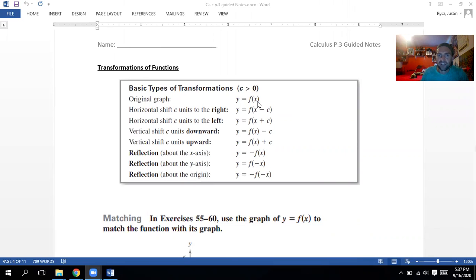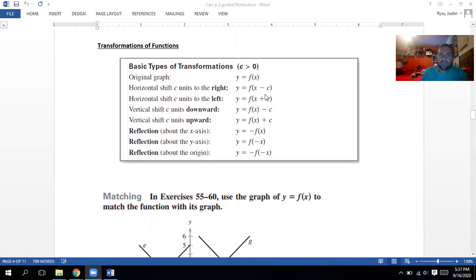So if we have the original graph, f of x, if we add or subtract a number inside, that's going to move left or right. So kind of opposite intuition here. If I subtract, it moves it to the right. Wait, wrong way. Right. Do backwards in Zoom. And if we add, it's going to move to the left. So subtracting, adding. All right. If we subtract outside of the function, so think we have a square root, if I put a minus at the end, it would go down. If I put a plus at the end, it would go up.